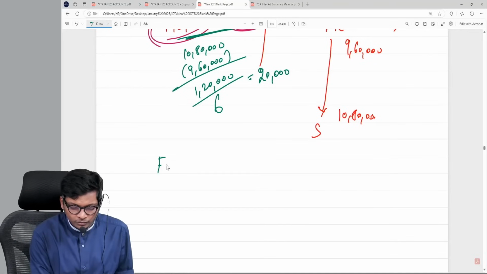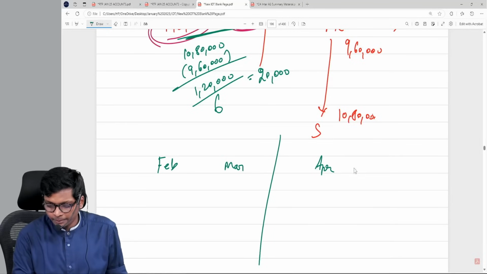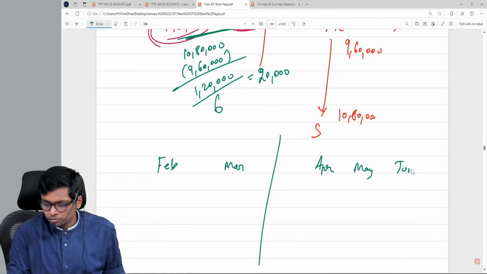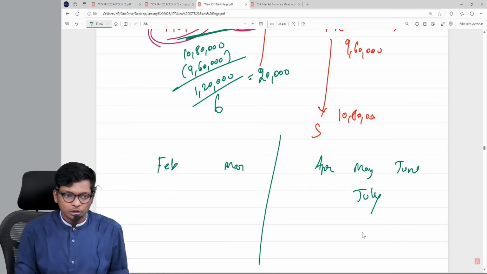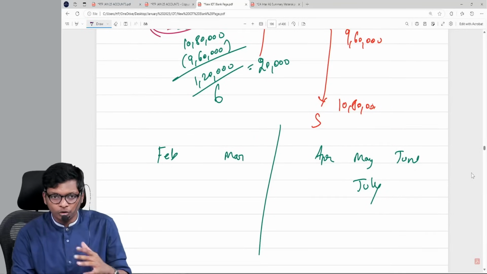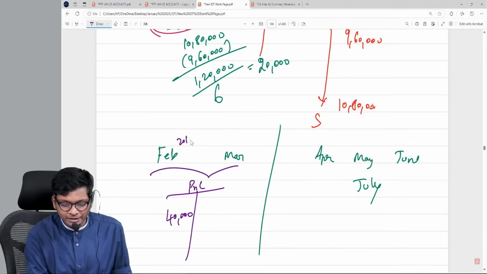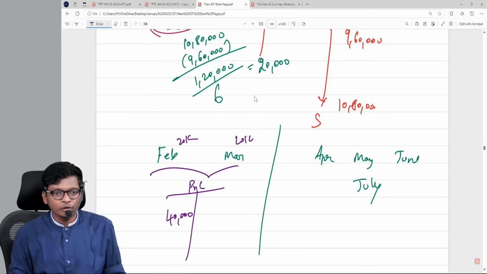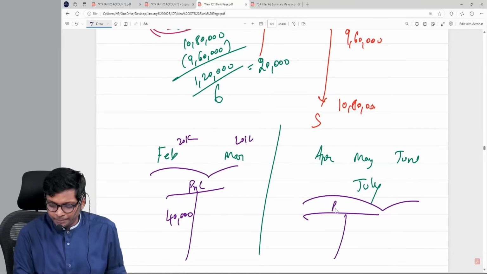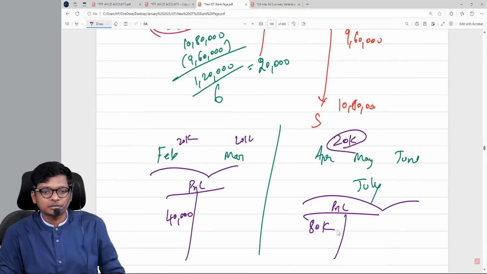So what I will do: February, March in the previous financial year, then April, May, June, July. I will not treat this as sales. I will show this like a loan only. For this year, I will debit my P&L to the extent of 40,000, that is 20,000, 20,000. Are you following? Next year, I will debit my P&L each month to the extent of 20,000, so 80,000 as an interest expense.